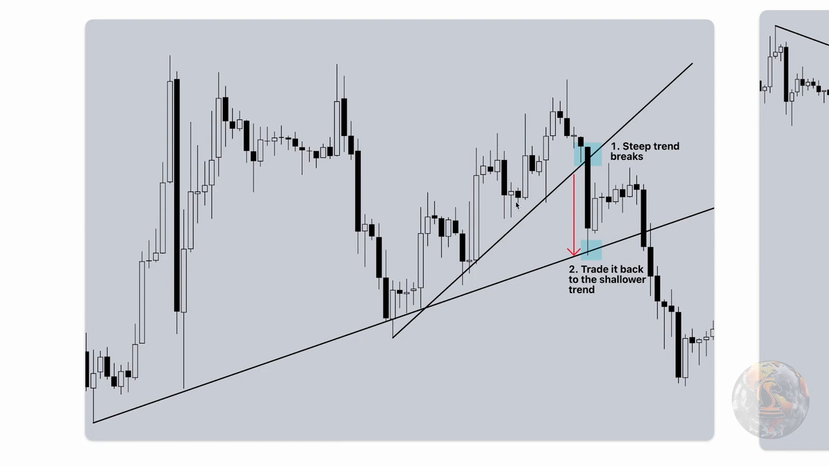The steep trend line is often a trap because the simple rule for it is the market cannot rise like this indefinitely. It's too steep. It needs to pull back at some point. Whether that's bullish or bearish is none of your concern. Your concern is, can I catch the steep break and trade it to the shallower trend line? That's all you're looking for there.